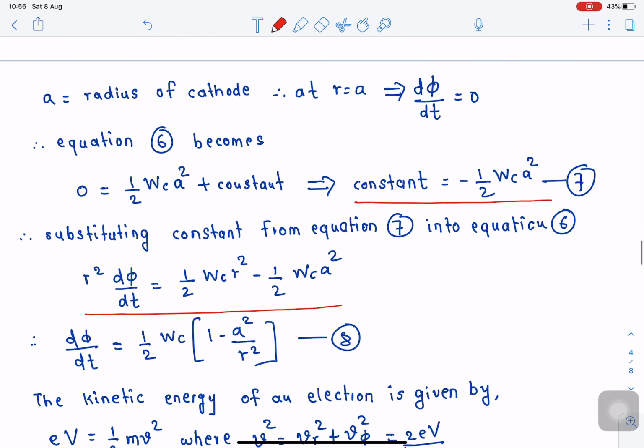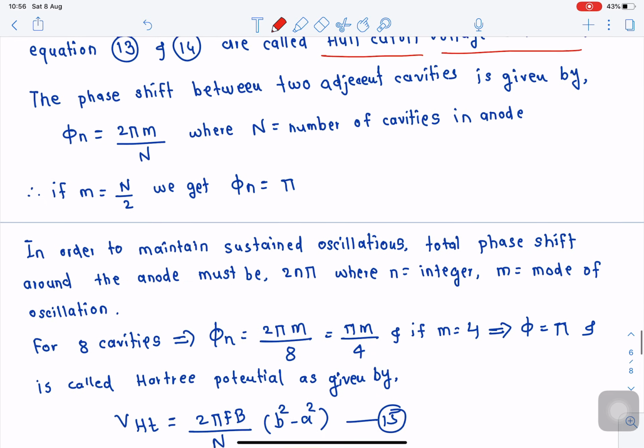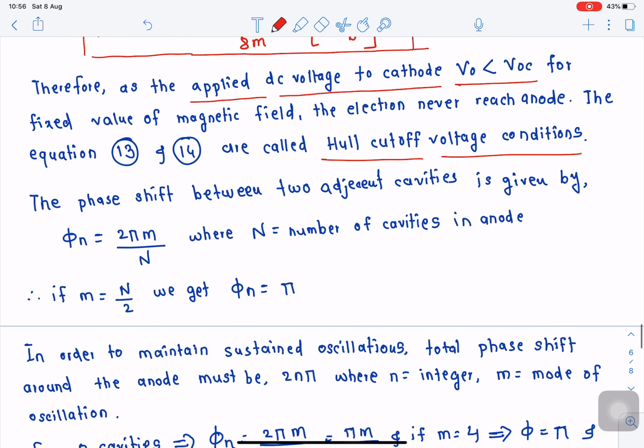Now what is that pi mode? We are going to elaborate on it now. Okay, so here the phase shift between any two adjacent cavities is given by this particular equation. The phase shift between any two adjacent cavities during the operation of the magnetron is given by phi n equal to 2 pi m by N, where capital N is the number of cavities present in the anode. So for example, in the above case we saw there are 12 cavities, so N will become 12, right?